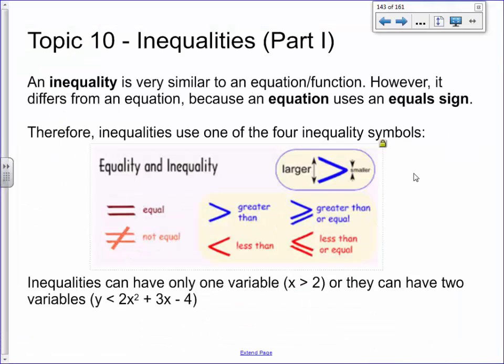Okay, so the last two topics I got to talk about, well, it's really just one topic. I want to talk about inequalities. I'm going to start at the very beginning because, like Mary Poppins said, it's a very good place to start.